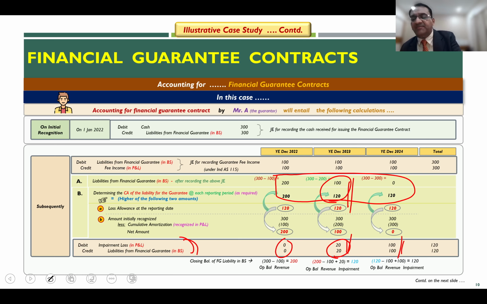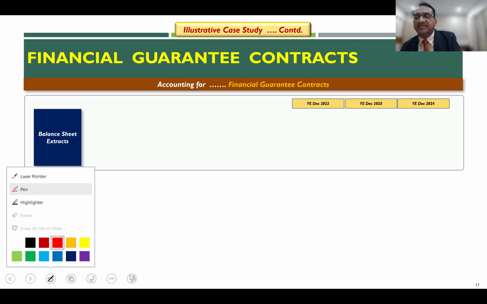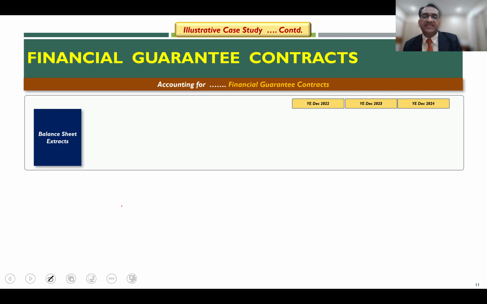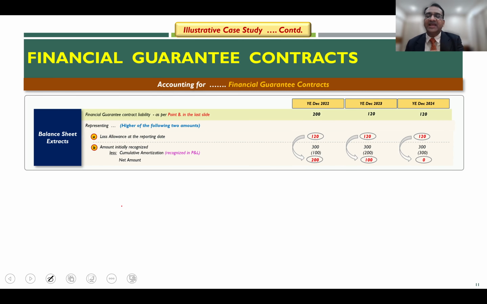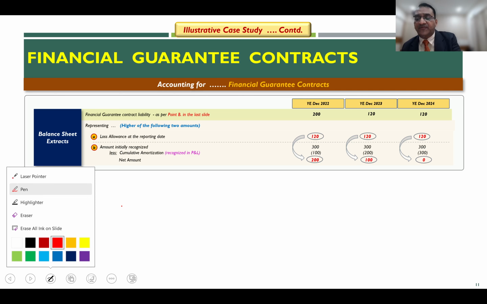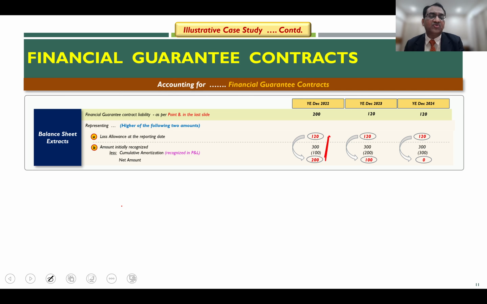And these numbers will get reflected in the extracts of P&L and balance sheet. So how will the balance sheet look? Just as we saw in the previous slide as well, the higher of these two numbers should be your carrying amount in the balance sheet. So for year number 1, the higher of these two numbers is 200, then 120 and 120, as we have seen. That's how your balance sheet extracts will look.